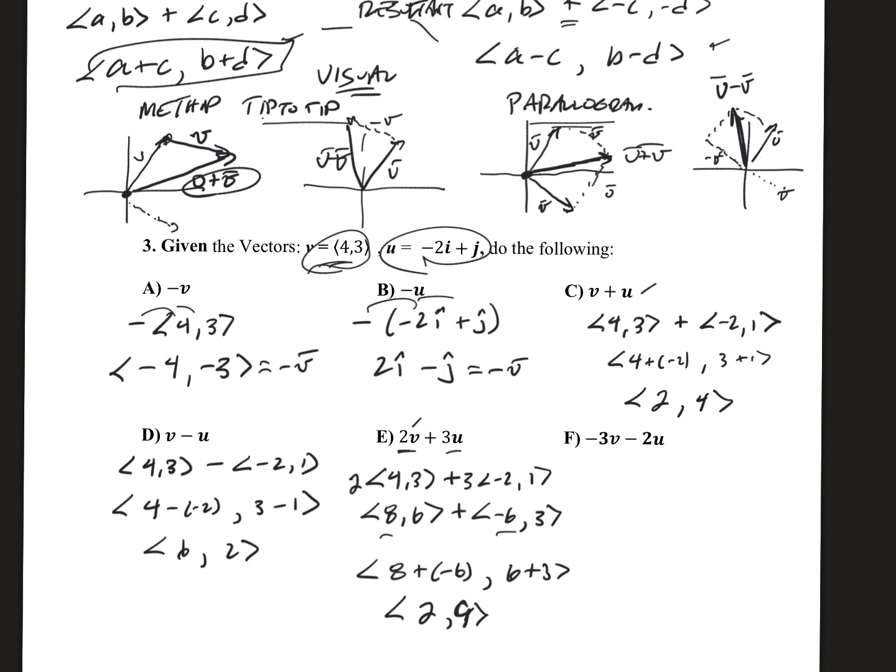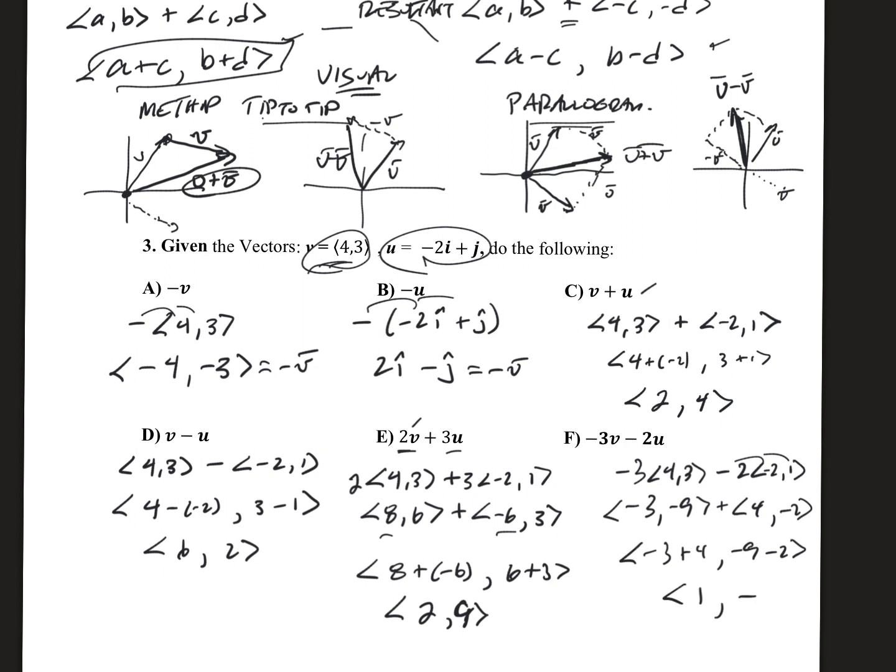All righty, and then last but not least, using my notation, I'm going to take 3 times the vector v, which is 4, 3, and I'm going to subtract 2 times the vector u, which is negative 2, 1. So we get negative 3, negative 9, and how about if I distribute that? We're going to be adding to that 4, comma negative 2. So adding up my x components, adding up my y components, we have the new vector 1, comma negative 11. All right, and so that's basically how you add and subtract.